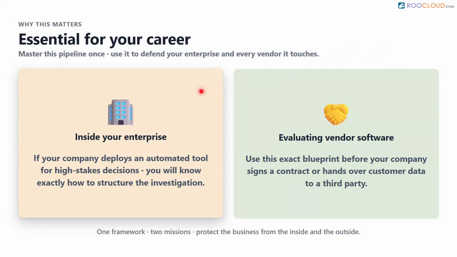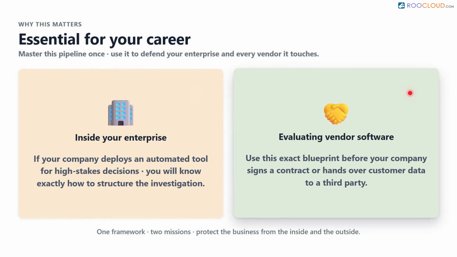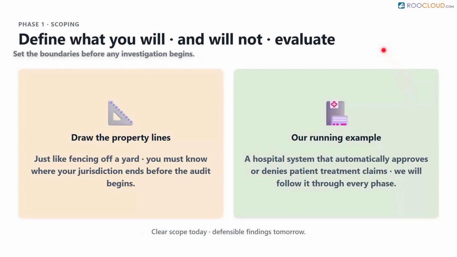If your enterprise decides to implement an automated tool for high-stakes decisions, you will know exactly how to structure the investigation to ensure it is legally compliant and ethically sound. You can use this exact blueprint to evaluate any vendor software before your company signs a contract or puts customer data at risk. The first phase is scoping.